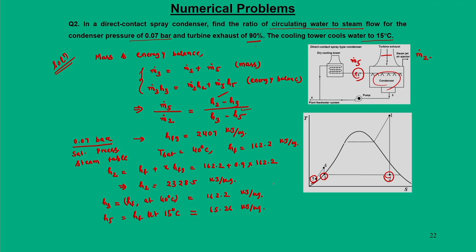After inserting these values, we get m dot 5 divided by m dot 2 is equal to 2328.5 minus 162.2 divided by 162.2 minus 65.26. So, this ratio becomes 21.83, which means the circulating water has to be 22 times higher than the steam flow rate, which is quite high for steam power systems. So, this gives you the important concepts and numerical problems based on this lecture today.